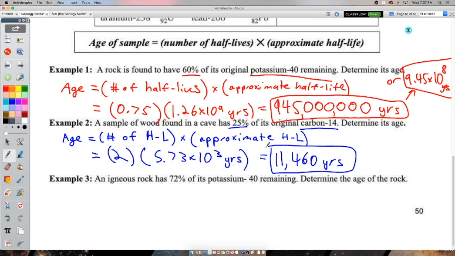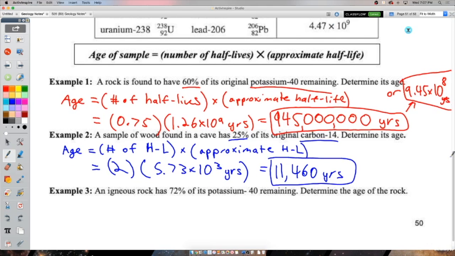So see what I mean? Absolute dating. We're not saying it's older than this layer or even that it's older than a million years. We are saying it's 11,460 years old, give or take. We're not saying it's perfect, but we're actually coming up with an age. This is saying you are 17. It's not saying you're younger than me, but older than a baby, like we were with relative dating, okay?